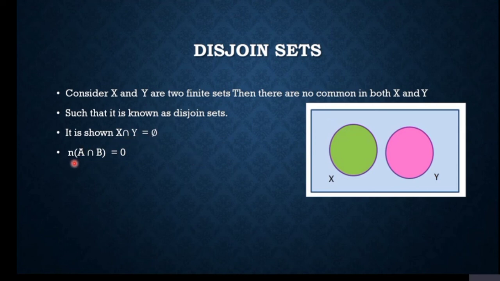Next, n of A intersection B. This is one important formula. If A and B are two disjoint sets, then the number of elements in A intersection B is equal to 0. Here the number of elements in X intersection Y is equal to 0. Okay.